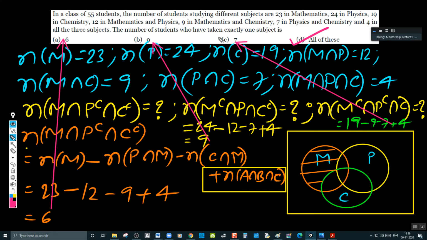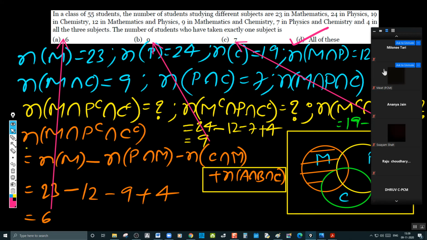I'm saying, son, I can give it like that also. So 6 plus 9 plus 7, adding those 3, that is 22. So 22 students have taken only one subject. Ananya, understand, no? Every one of you, please.